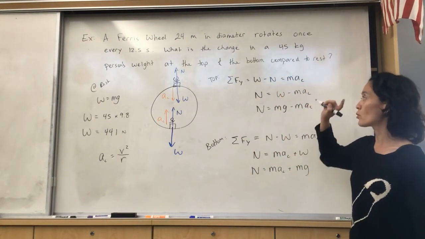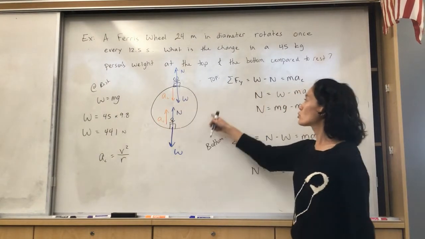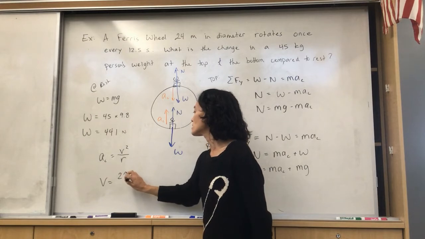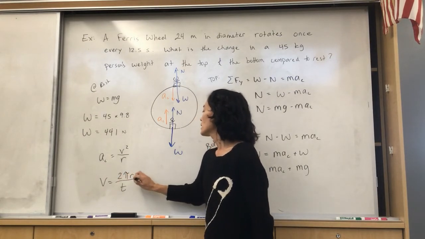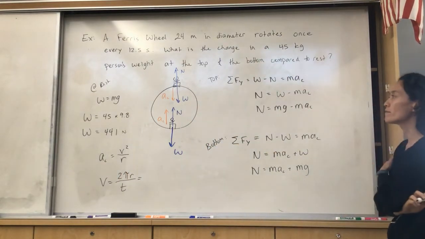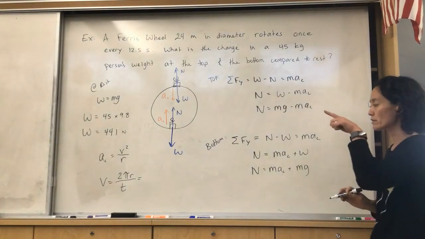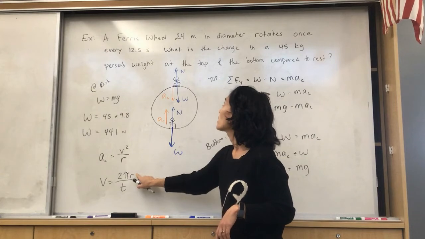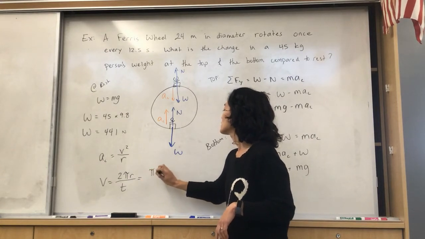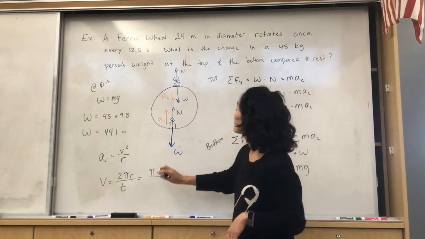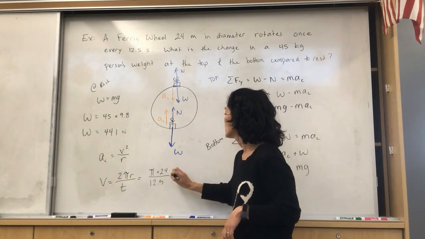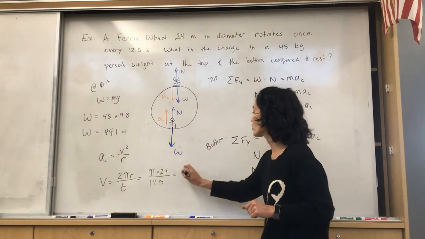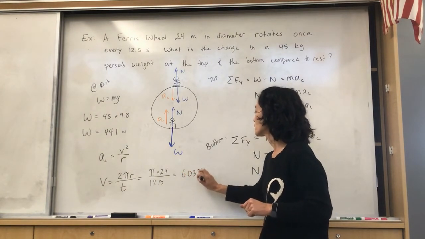So we know that it goes around in a circle once every 12.5 seconds. So we also know the basic definition of velocity is distance over time. And so we can think about this in terms of the circumference that it travels in a certain amount of time. So 2πr, that's just my diameter times pi, right? So I've got pi times 24 divided by 12.5. You should get the velocity is 6.03 meters per second.